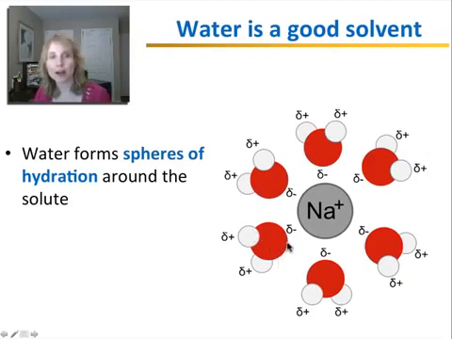Because of water's polarity, it can form what's called spheres of hydration around the solute. Here the sodium ion has a positive charge, and the slight negative charge on the oxygens of all these water molecules will be attracted to that positive charge, and the water molecules will surround the ion, forming this sphere of hydration. That separates the sodium ion from any of the other sodium ions found in, say, a beaker of water. And because the different sodium ions are separated from each other, they dissolve easily in the water.